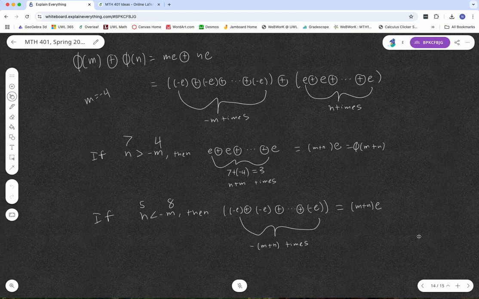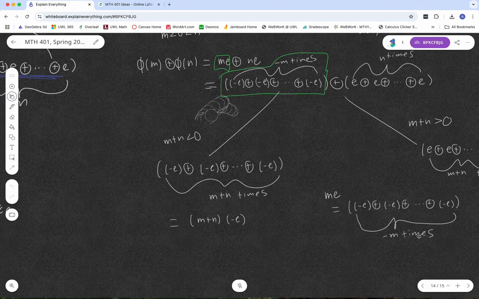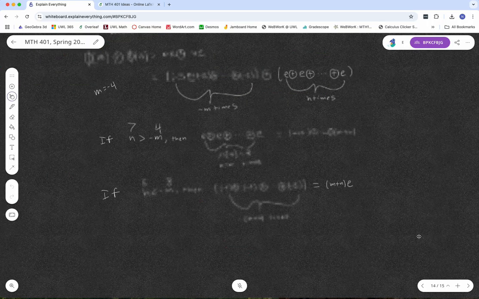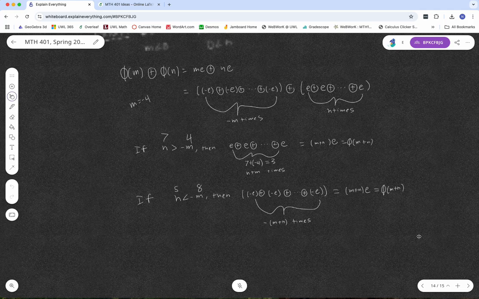I see. So what was happening: this was wrong before. This was supposed to be negative m plus n times. So then we'd have negative m plus n negative e, which is the same as m plus n e. That's what I was missing. Okay, great, and this is why you just restart. Which is phi of m plus n.